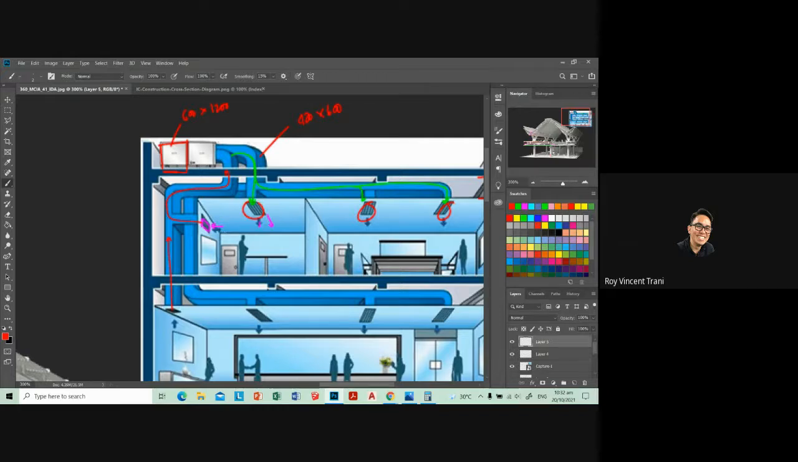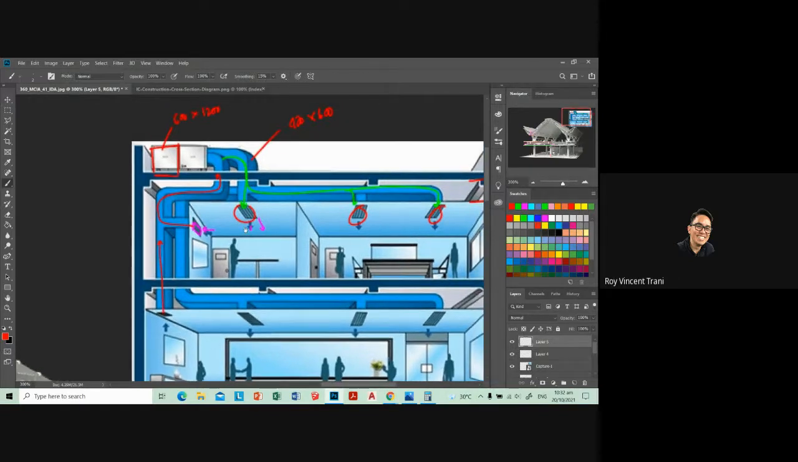The exhaust is usually located far away from the outtakes or the vents that are pushing out the cold air, so that you don't have a situation where, if you put your exhaust next to your vent, the cold air will just get sucked out. So that's the reason why there's a distance there.